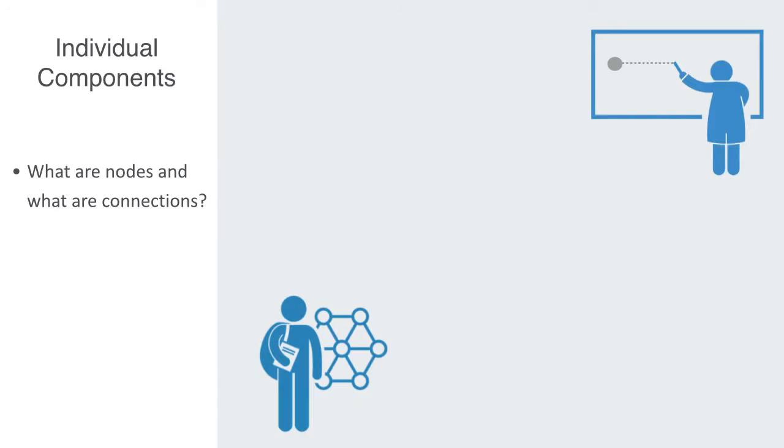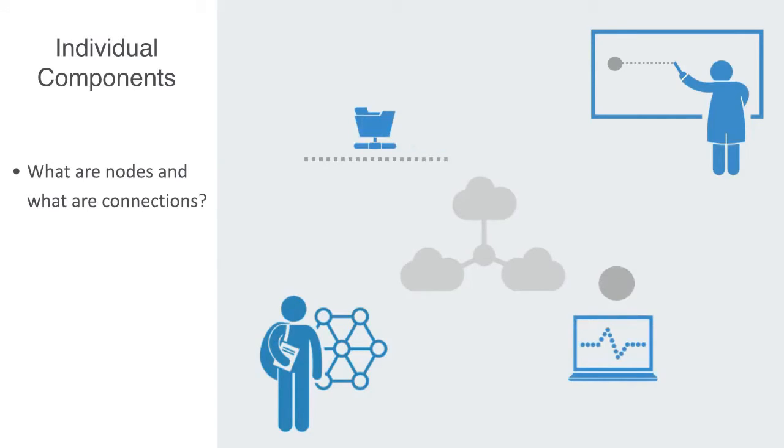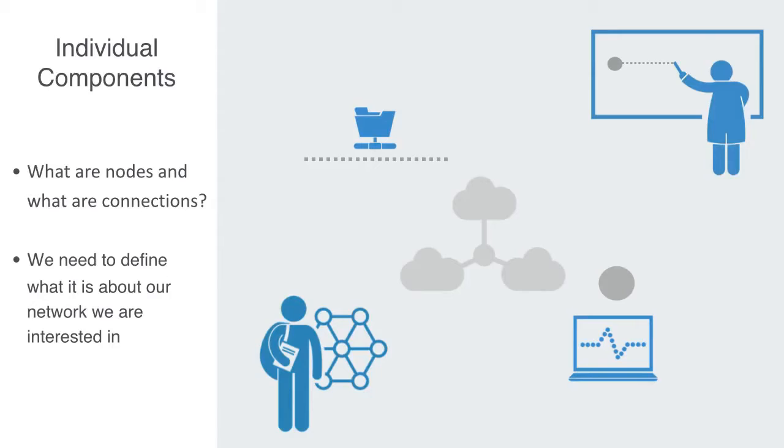interested in. For example, in a computer network, we might not be interested in who owns the different computers and connections, but just interested in the speed of the computers and the bandwidth of the connections. So we need to firstly define what it is about our network that we're really interested in. Because as with all models, we'll be focusing on some information and excluding other.